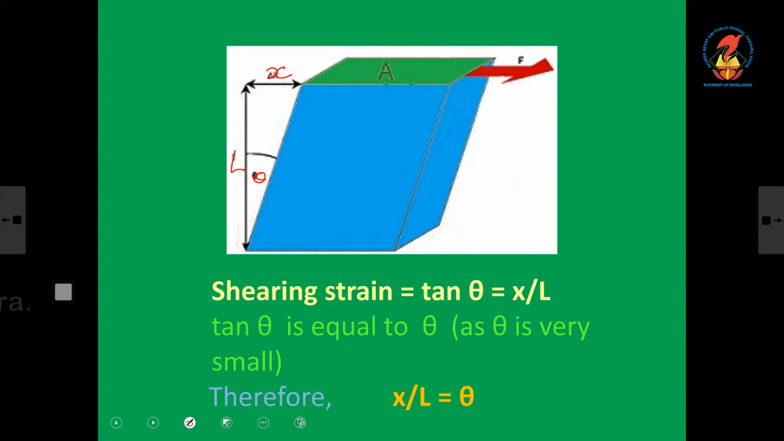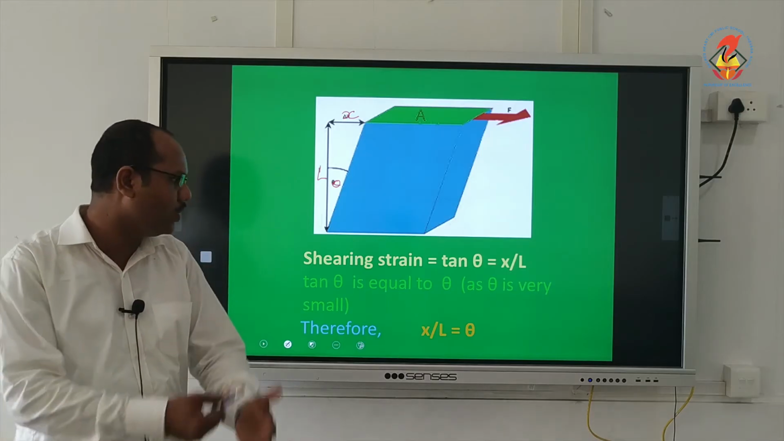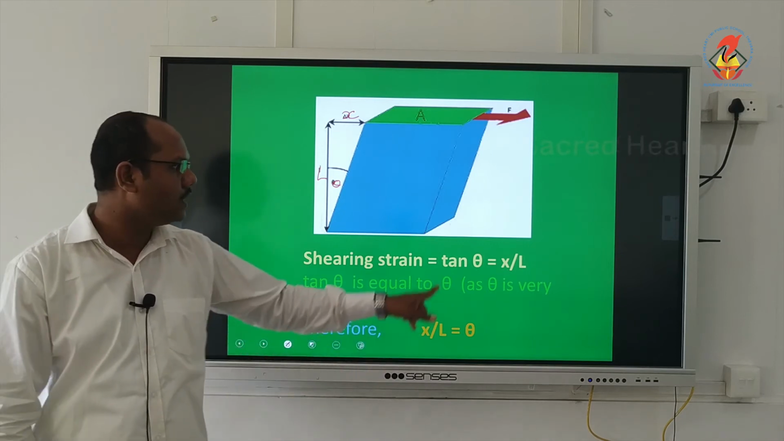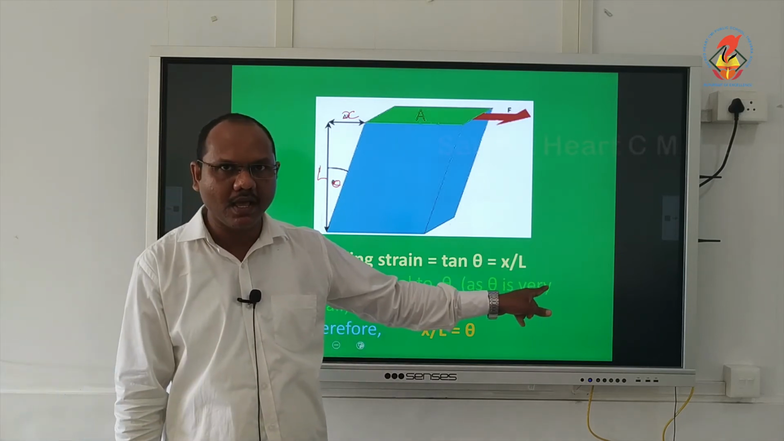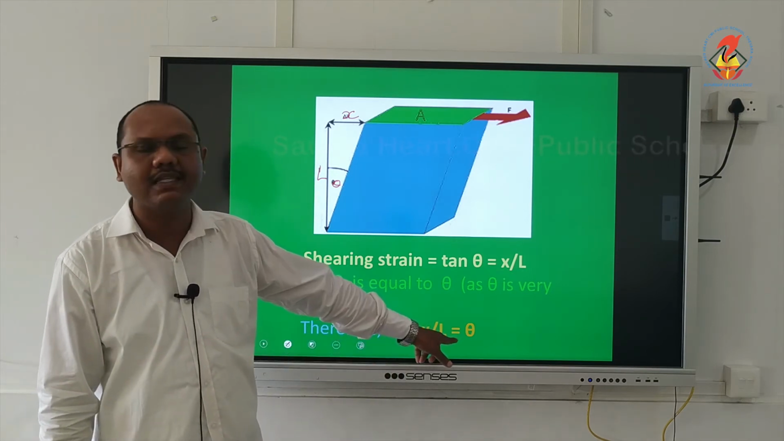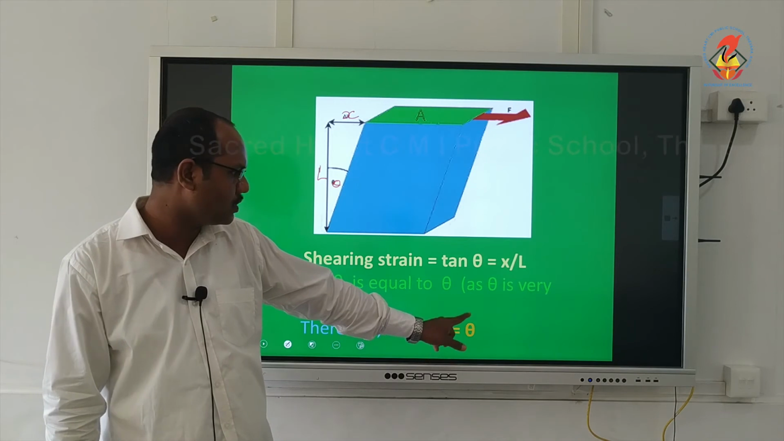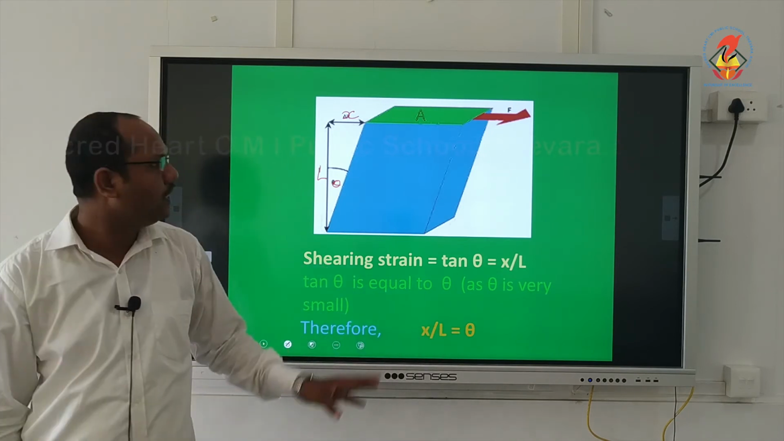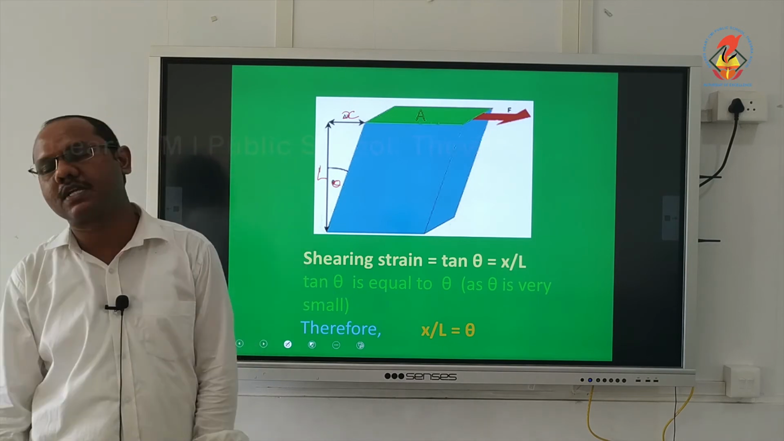And if theta is very small, you can take tan theta approximately equal to theta, only if it is small. If it is large, you have to take tan theta itself. So the real equation is tan theta is equal to x by L. But if theta is very small, then tan theta can be approximated to theta. So theta is equal to x by L. This is the equation for shearing strain.